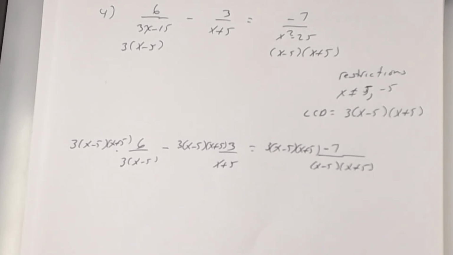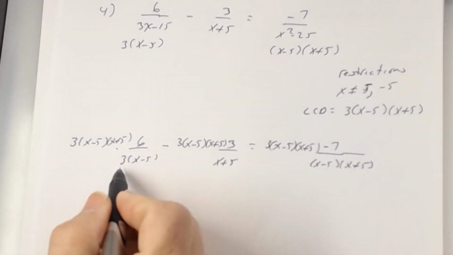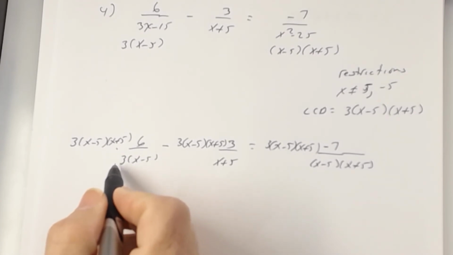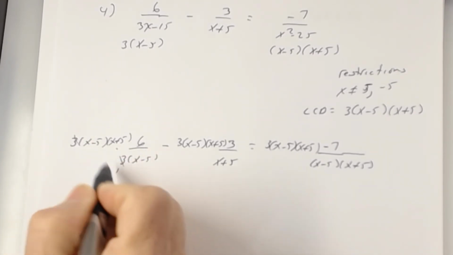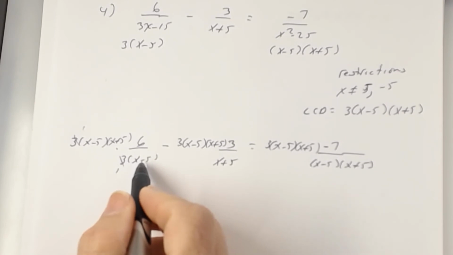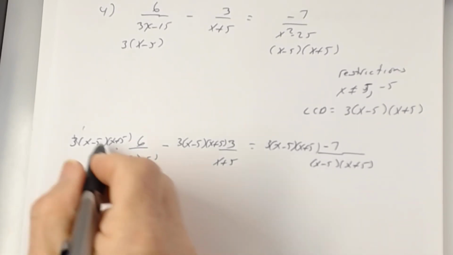So if I'm doing this correctly, I should now get a factor of 1 when I reduce. Because notice, down here in the denominator, I have a factor of 3. Does that reduce now? Yes. I have an x minus 5. Does that reduce now? Yes.